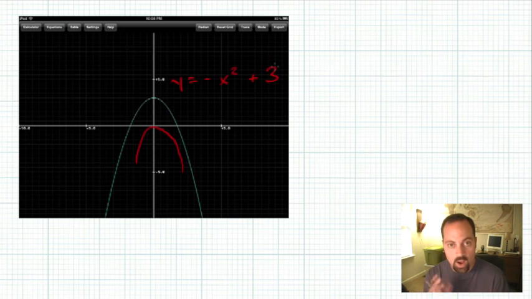So wherever you have a proportional relationship between y and x, such that the x is squared, you're going to have this parabola form right here.